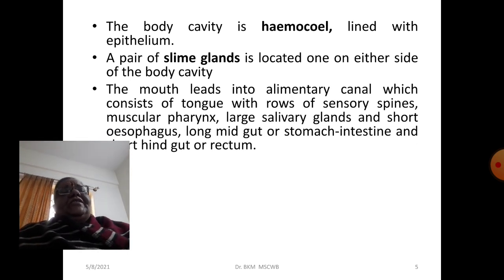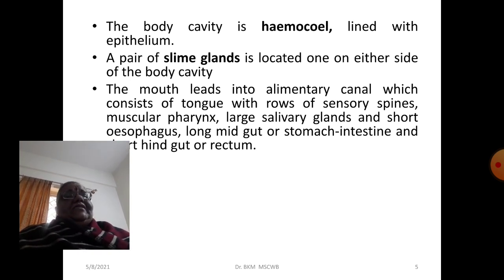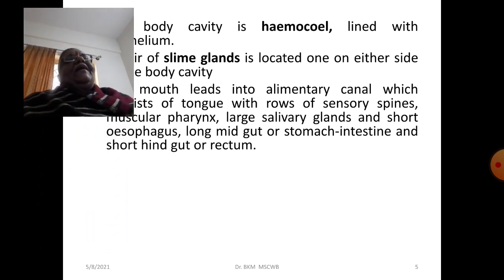Then the mouth leads into alimentary canal. It consists of tongue and rows of sensory spines, followed by muscular pharynx, that is followed by large salivary glands, which are accessory digestive glands, and then a short esophagus. Then you find a long midgut consisting of stomach and intestine, and a short hindgut or the rectum. This is how the alimentary canal is formed, right?